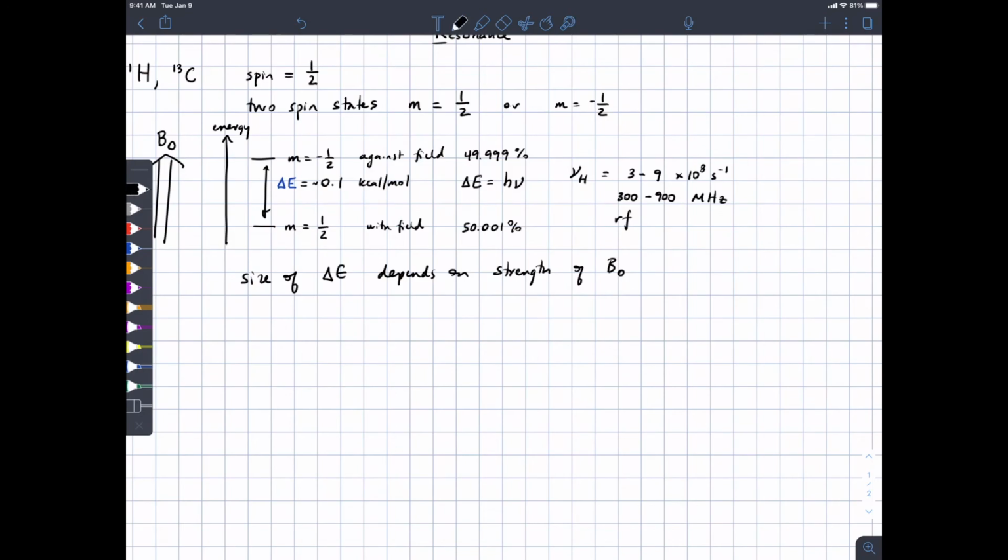By the way, going from the lower spin state to the higher spin state, that transition is called resonance. That's the resonance part of NMR, though it's not resonance in the sense that we learned about resonance structures, so a different use of the word. When the magnetic field strength is about 14.1 Tesla, you get frequencies in the range of 600 megahertz. All right.